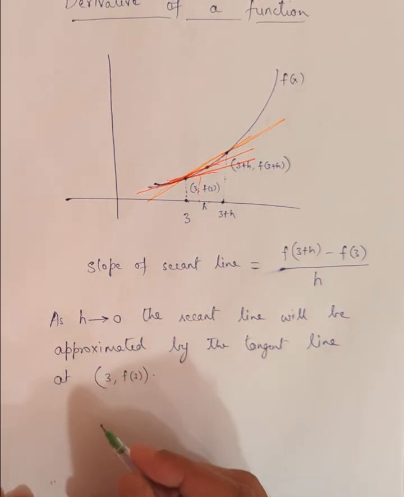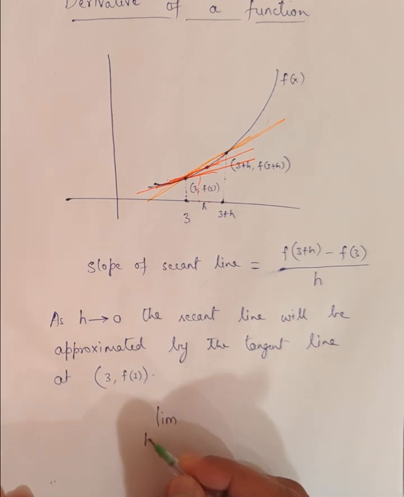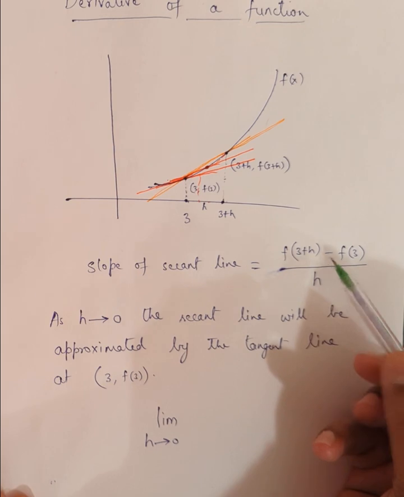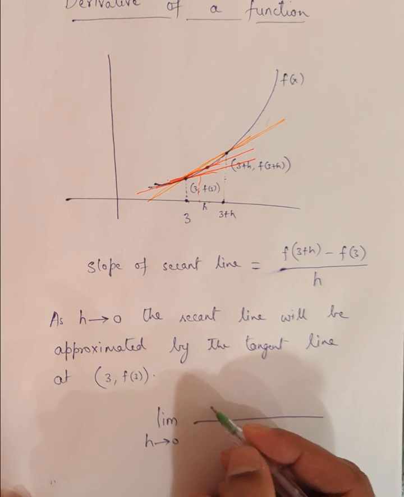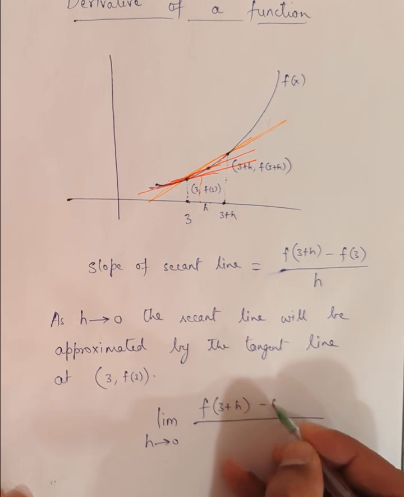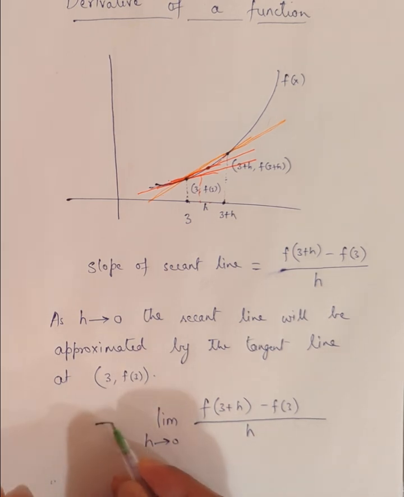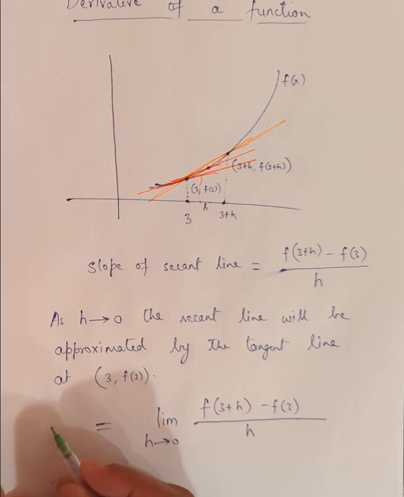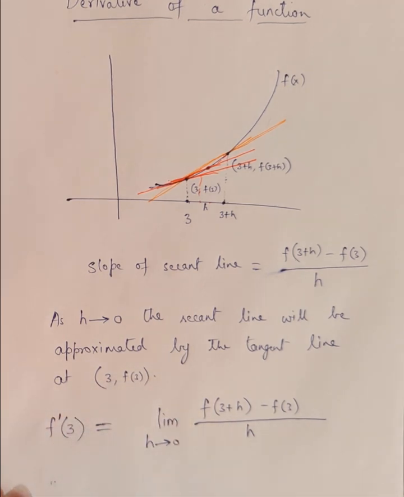So if I take the limit as h approaches 0 of that slope of the secant line between 3 and 3 plus h, which is f of 3 plus h minus f of 3 divided by h, this is going to be the slope of the tangent line at 3, and that's what we call the derivative of f at 3. And we denote it by this notation, f prime of 3.